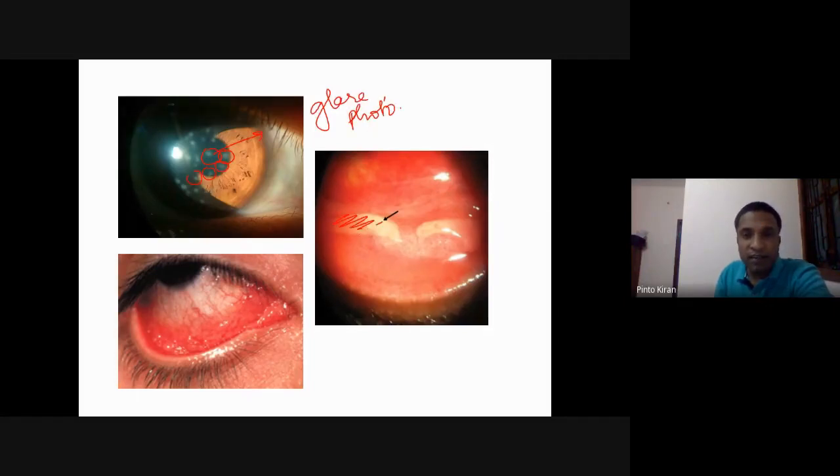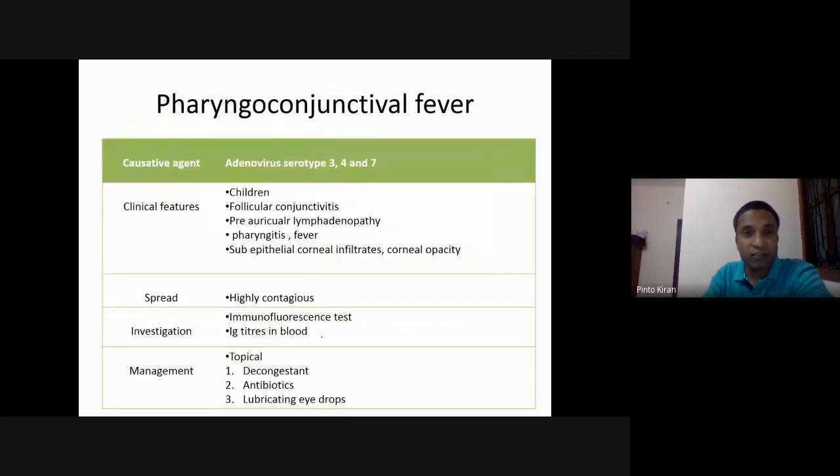Here, this is a membrane. This yellow is membrane, right, in the inferior fornix. With the congestion of the conjunctiva, you can make it out. These are the follicles. These are the follicular response, which is seen in adenoviral conjunctivitis. That is epidemic keratoconjunctivitis. Then you have pharyngoconjunctival fever.